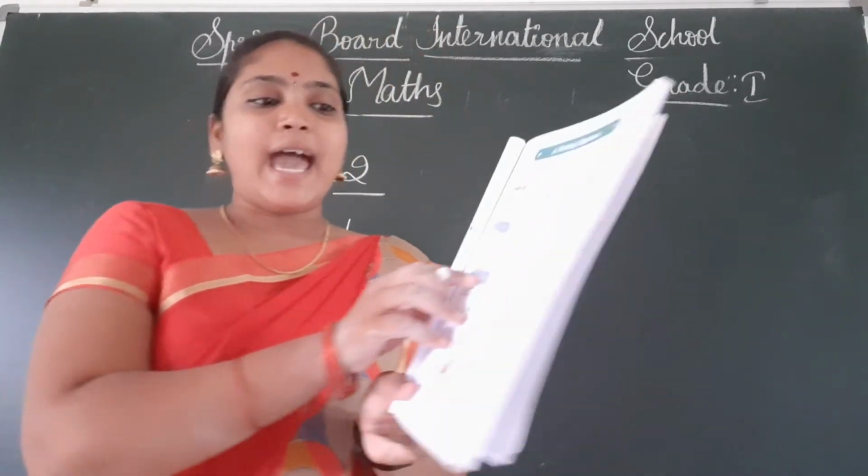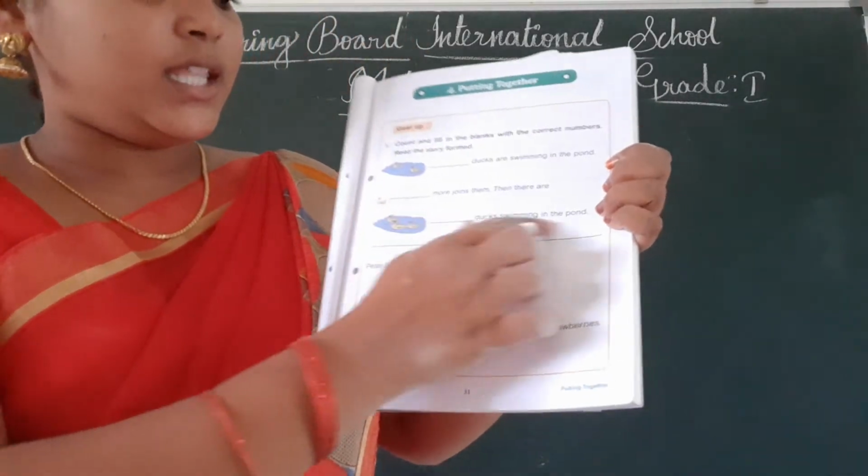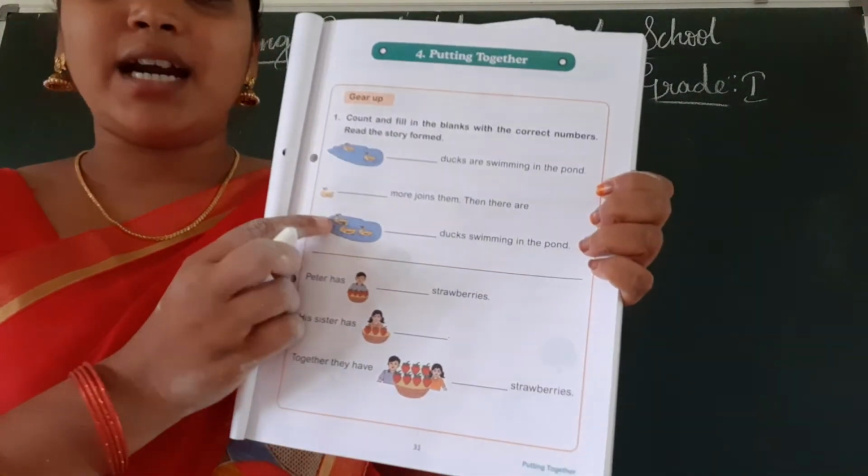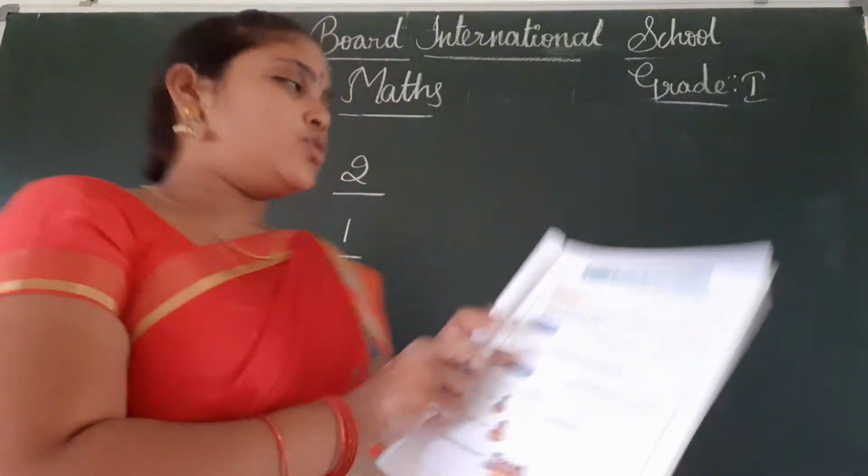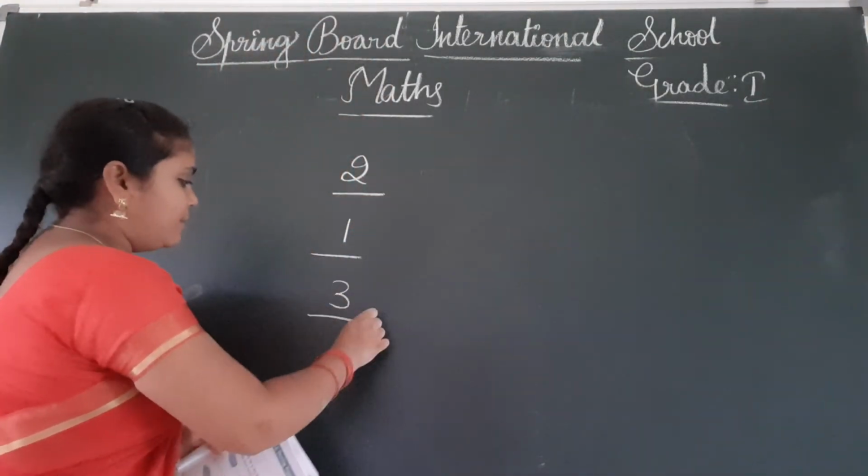One more joins them. Then there are dash ducks swimming in the pond. Now here, how many ducks are here? 1, 2, 3. So here you have to write number 3.